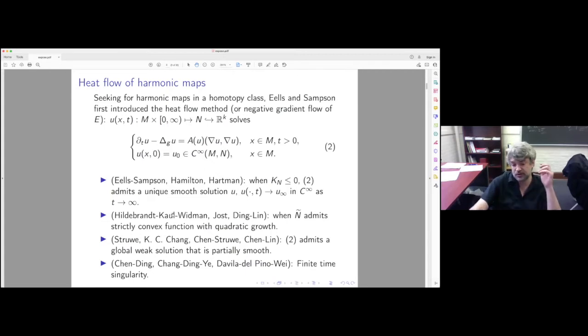Okay, so the best result I know about. The first paper exhibiting a non-trivial finite time blow up is a famous paper of Chang, Ding, and Ye. And then the latest, up-to-date result is a recent paper in Inventiones of Davila, Del Pino, and Wei.